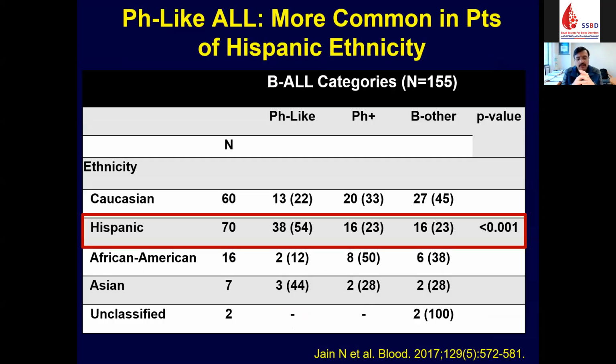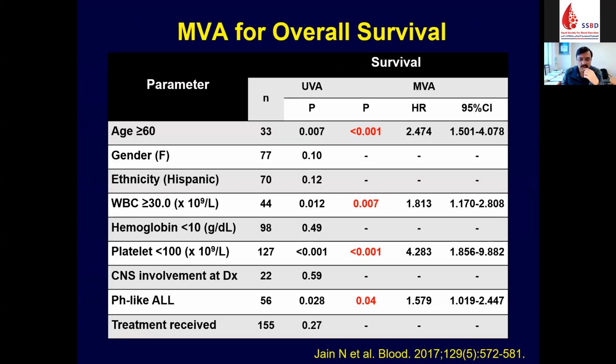Now, one of the interesting things which was initially noted by the St. Jude's group, and we also confirmed it in the adult group, is that the majority of the patients with PH-like ALL are actually of Hispanic ethnicity. So in our series, as you can see, among the 70 patients who were Hispanic in the overall cohort, 38 of the 70 patients were PH-like ALL, as opposed to 13 out of 60 Caucasians. So there is a preponderance of Hispanic patients, and that's thought to be because of some inherited polymorphism of a gene called GATA3, which we also recently published on. So there is some genetic predisposition for Hispanic patients to have this polymorphism leading to PH-like ALL.